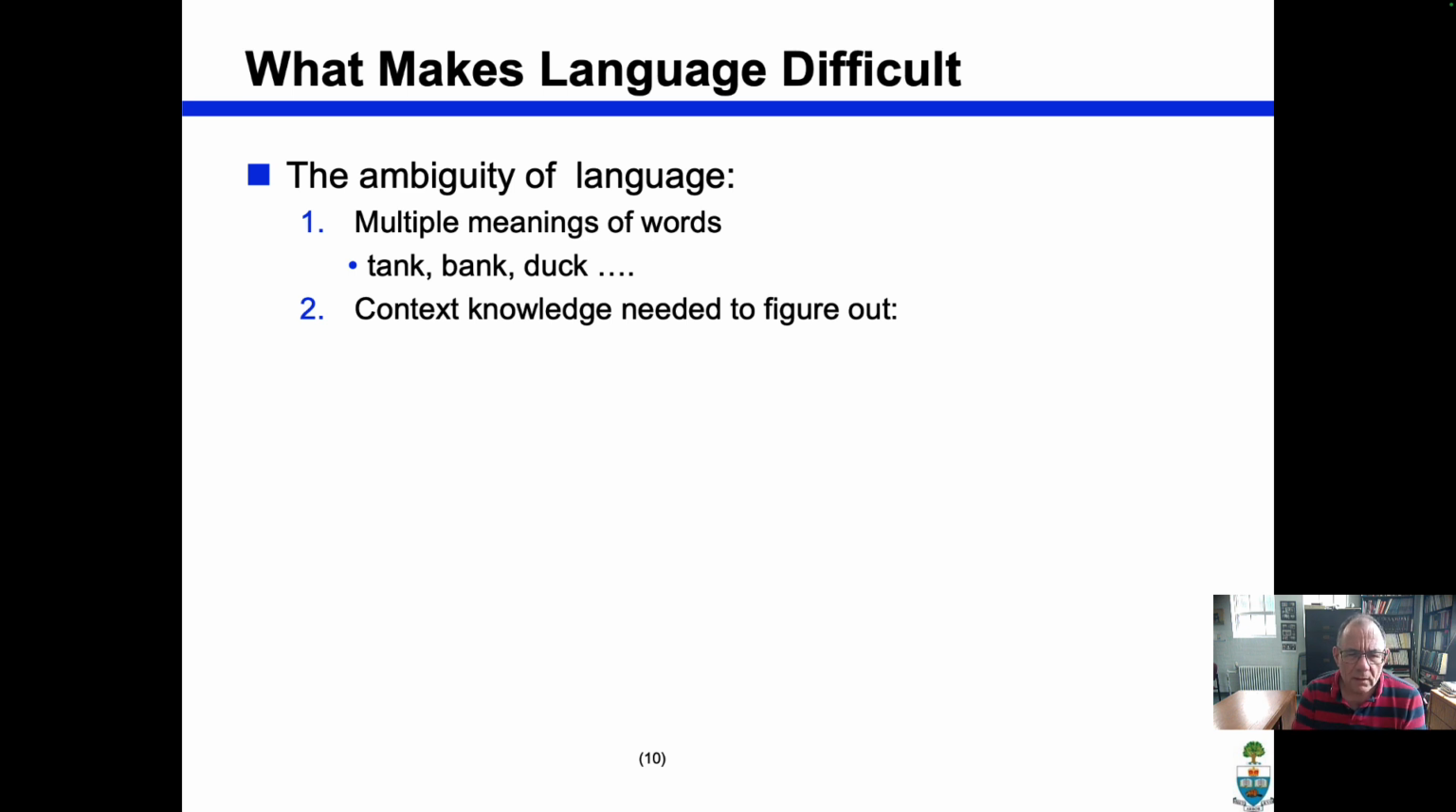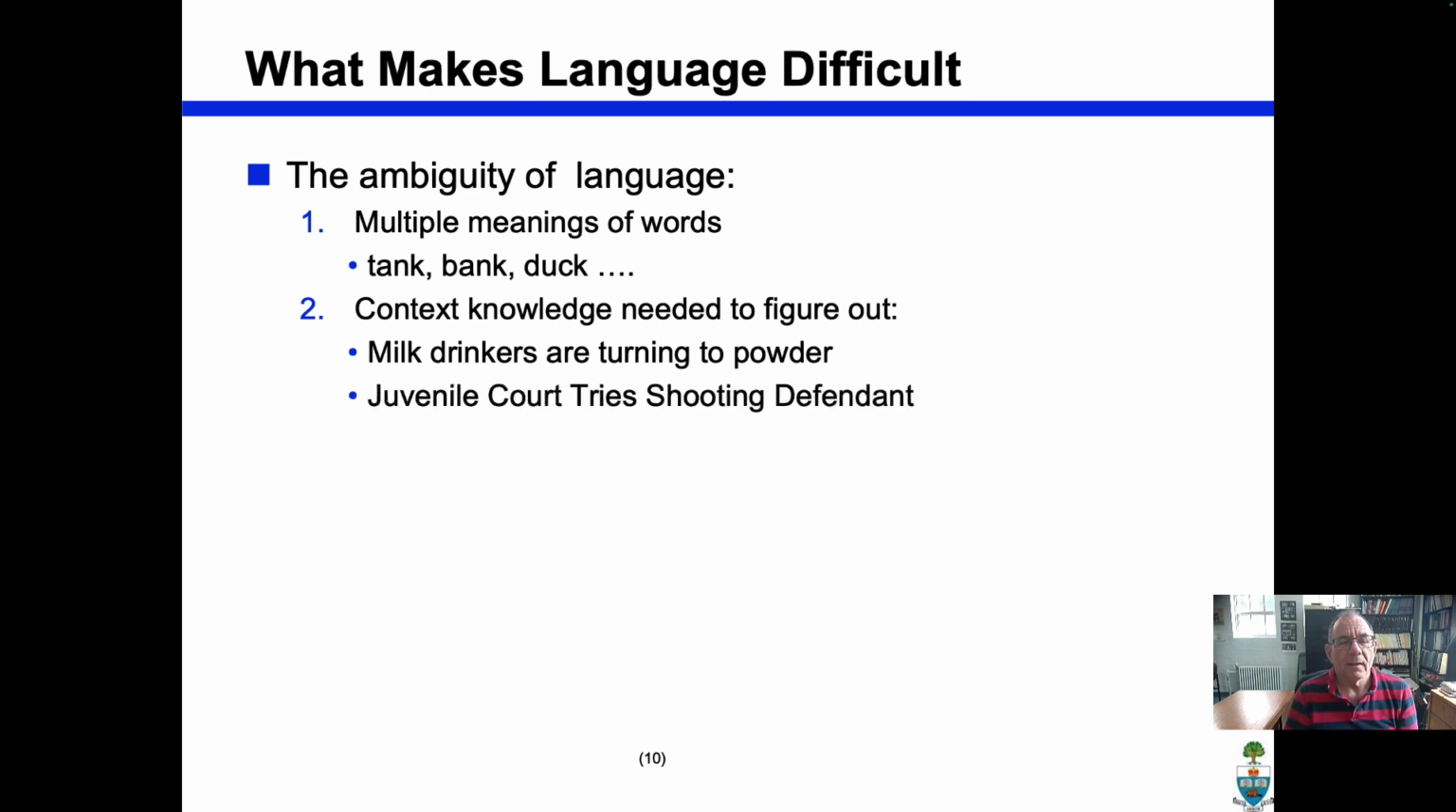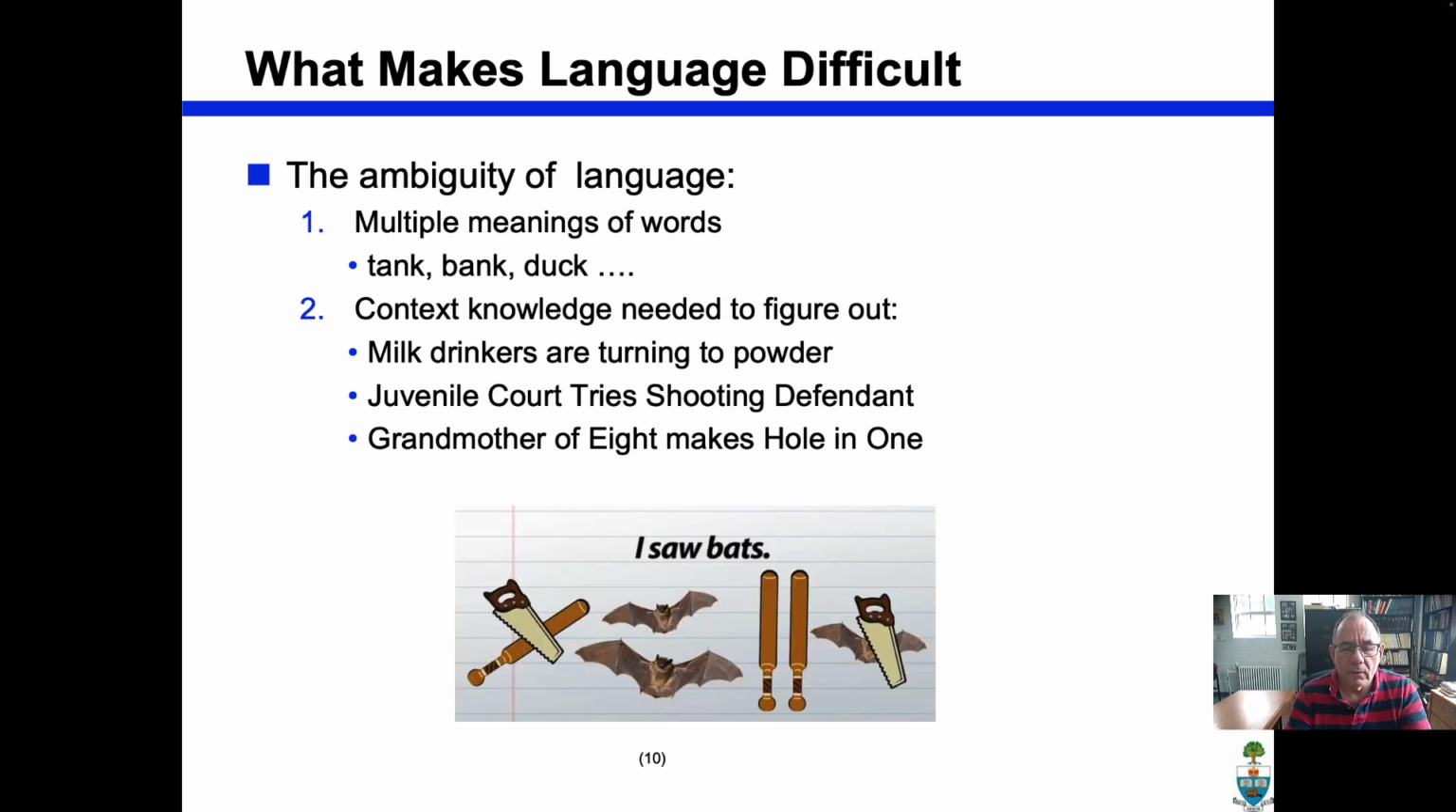And you need contextual knowledge to figure out things like a sentence which says milk drinkers are turning to powder. This doesn't mean that some humans are becoming powderized. It means that the kind of milk that people are drinking is changing to be based on powder rather than liquid coming from its original source. And these are 3 other examples that you have to read carefully and know a bunch of things about, including this statement, I saw bats. You need to have some guess as to context that isn't obvious, that made processing of language difficult.